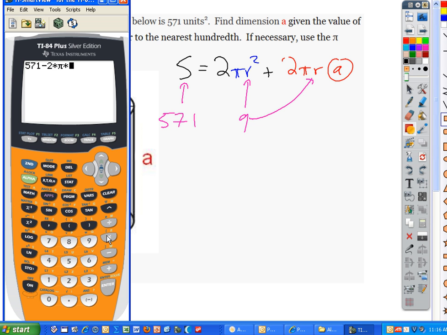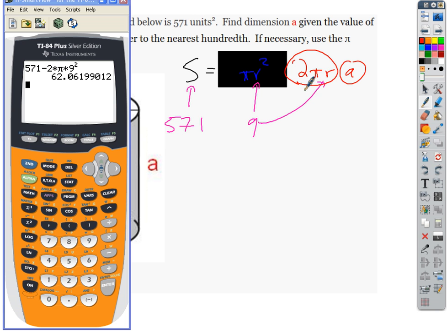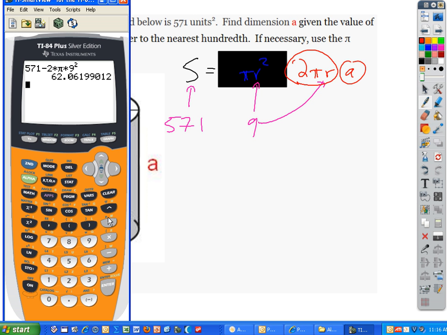Divide by, what do I have to divide by to get the A by itself? 2 pi. Yeah, I got to divide by all of this stuff, don't I? I got to divide by 2 pi r. Okay? So if I do that, divided by, now if I want to divide by three things being multiplied together, what do I have to be very careful about? There's a really common mistake. A lot of times people want to do this. They want to say answer divided by 2 pi times 9. What's wrong with that?